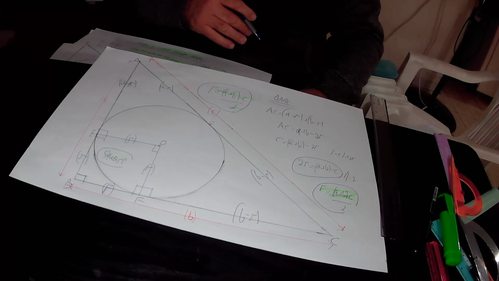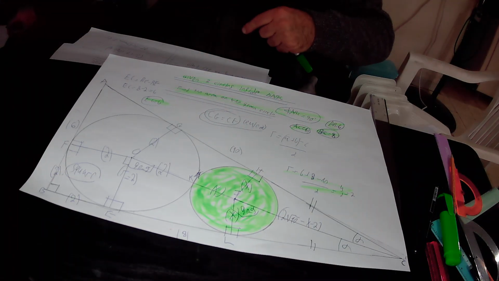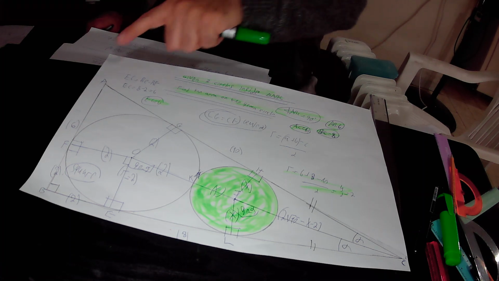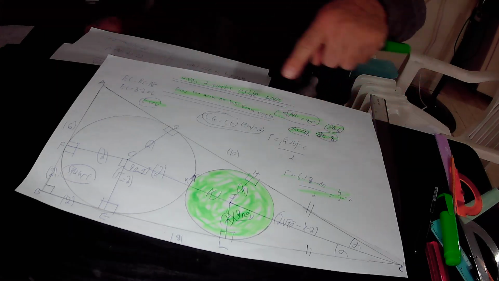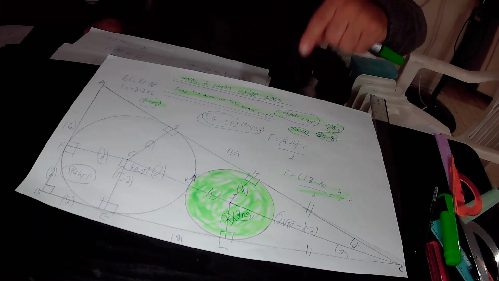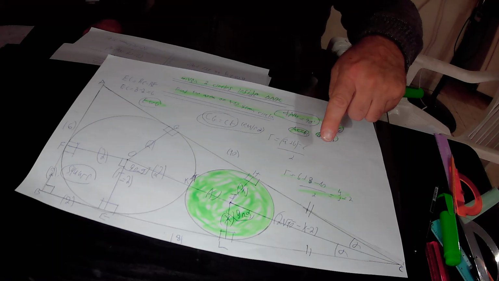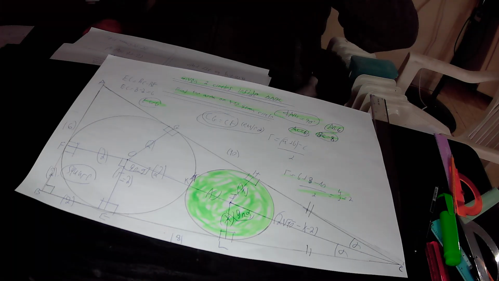So we can use the new formula to find the radius of this circle inscribed in triangle ABC. According to the new formula, R equals A plus B minus C over 2. A is 6, B is 8, and C is 10. 6 plus 8 is 14, 14 minus 10 is 4, and 4 over 2 is 2. So the radius of this circle equals 2 units.